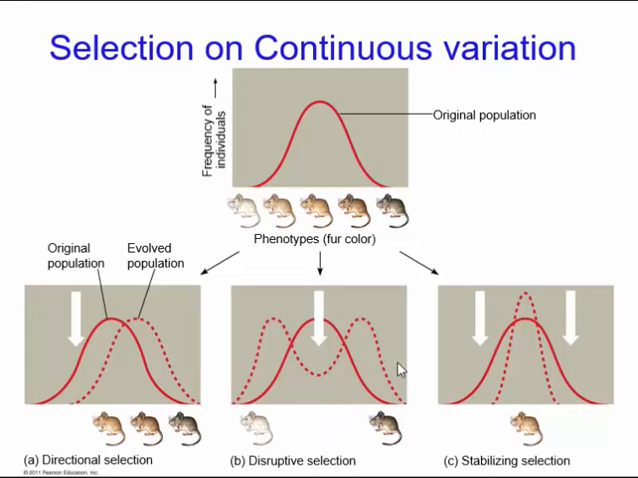Disruptive selection, you're seeing the extremes becoming more common and those in the middle getting less common. And then stabilizing selection is kind of a narrowing. You're seeing an elimination of the extremes where you're losing over time the really light colored mice and the really dark colored mice and favoring these intermediate types.